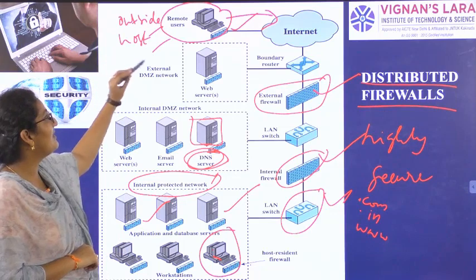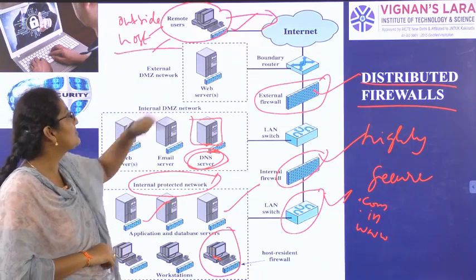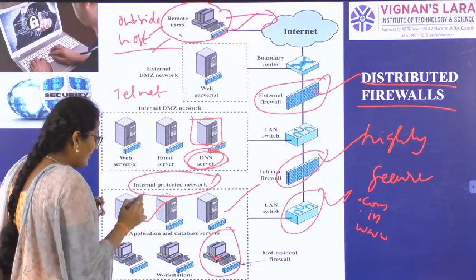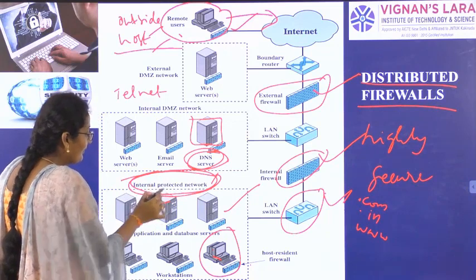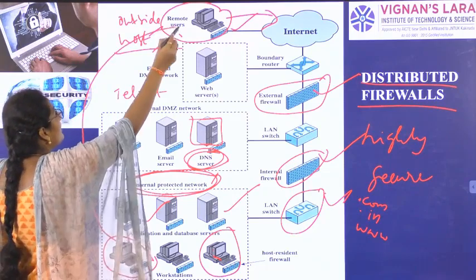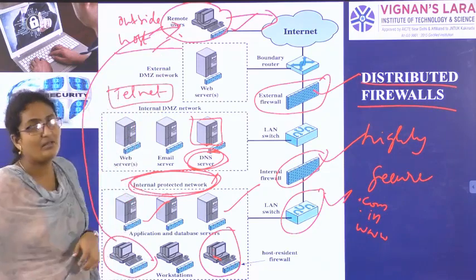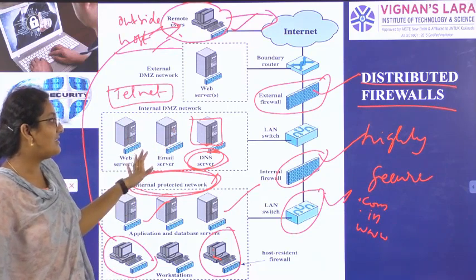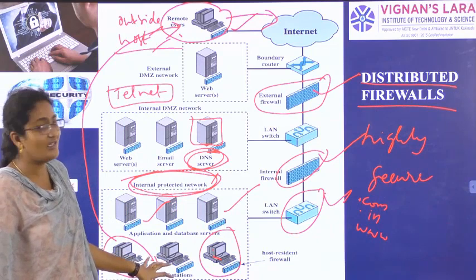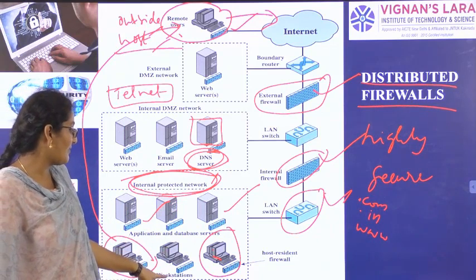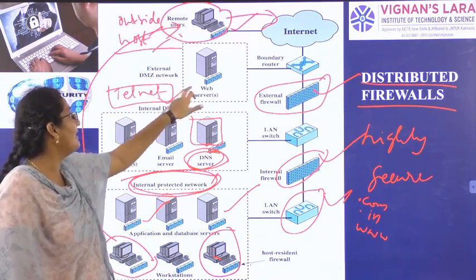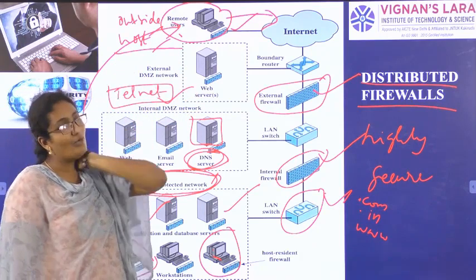So people who are accessing the internet other than your network will be remote users. If you want to connect to this remote user, you should use telnet. So you are in the internal protected network, and this system is called a workstation. From this workstation, if you want to connect to a remote user, you should use the telnet command. Distributed firewalls are highly secure because we have an external firewall and an internal firewall also. If you are in a network and your system is a workstation, and you want to connect with people other than your network, you should use the telnet command. People other than your network will be called remote users.